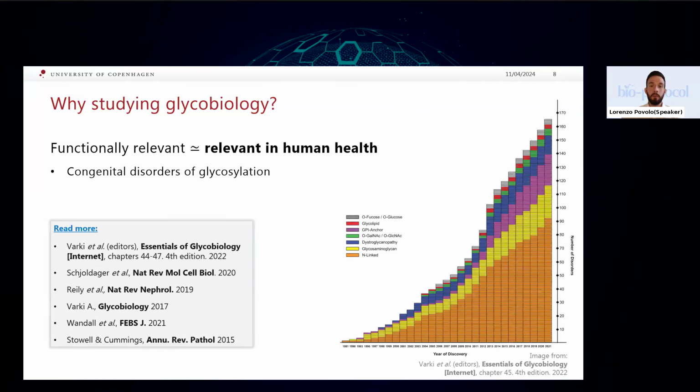Just by looking at the number of disorders connected to glycosylation discovered throughout the years, we can see that there is an exponential growth, and more of these congenital disorders of glycosylation are being discovered. I will not talk more about this until the end of this presentation, but if you're interested in glycobiology in more general terms, I will refer you to some of these references. In particular, I will refer you to the book Essentials of Glycobiology, which is really an important book for whoever approaches the field of glycobiology, and that I can only recommend.